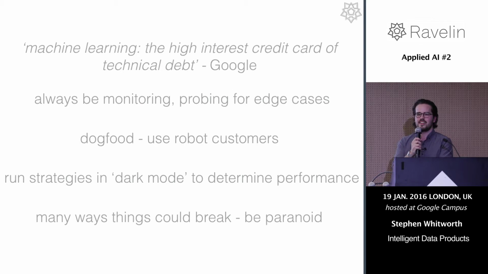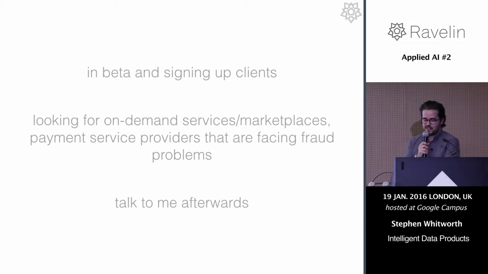I don't actually have a timer on my screen, so I don't know how long I've been. Lenny, how long? You got about 5 minutes left. Cool. So I can now do a 5-minute pitch about Ravelin. No, I won't do that, don't worry.